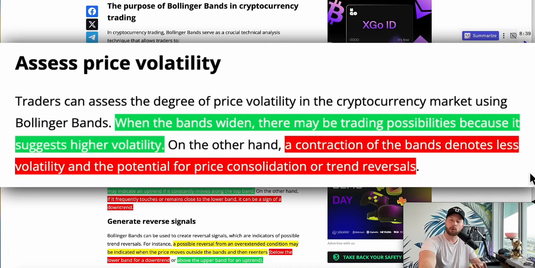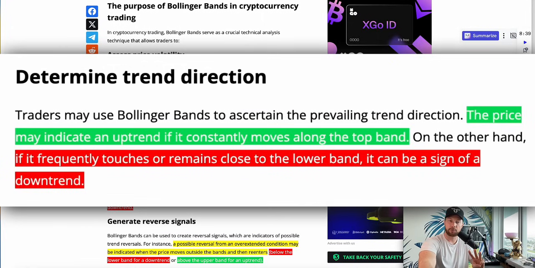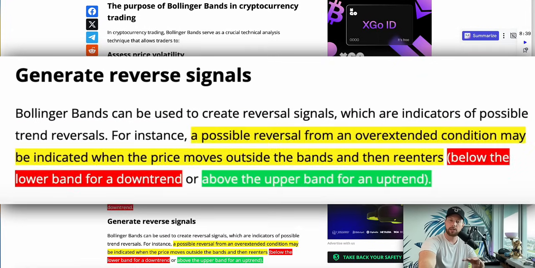So there's generally four purposes of Bollinger Bands in trading. Number one would be to assess price volatility. Number two would be to identify overbought and oversold conditions. Number three is to determine the trend direction. And number four is to generate reversal signals.